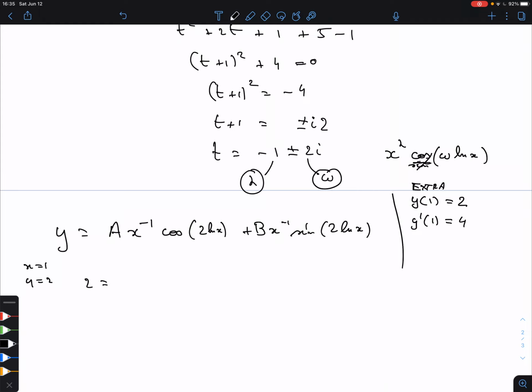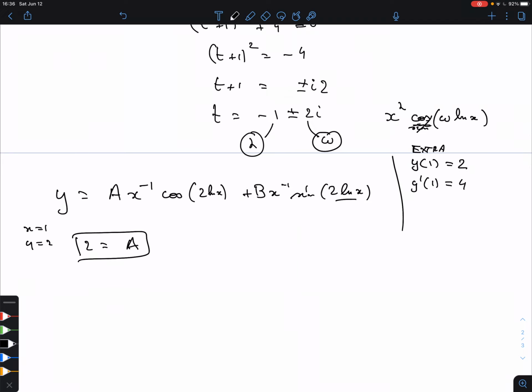That 2 is equal to a cosine of the ln of 1, which is 0. So the cosine of 0 is 1. So we get an a. And then here, the sine of ln of 1 is 0. Sine of 0 is 0. So we get 2 is a.